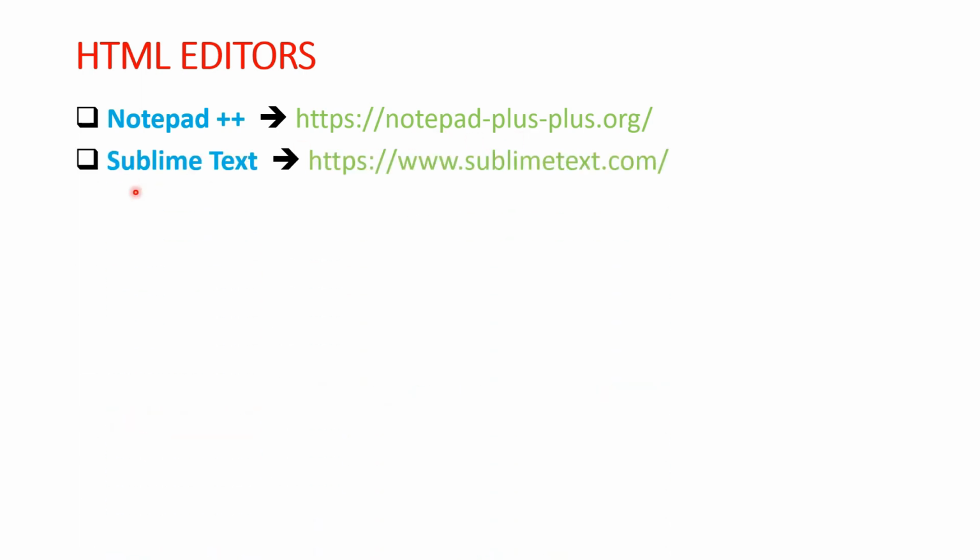First, we will see some of the HTML editors. The first one is Notepad++, and this is the link to download Notepad++, and it is the most commonly used editor among all the developers. The second one is Sublime Text, and this is the link to download the Sublime Text Editor, and it is available for Windows, Linux and Mac.